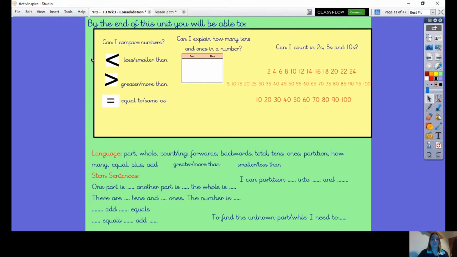Okay, so this is just a quick reminder of what we're looking at this week. If you remember, yesterday we were looking at tens and ones. Today, we're going to look back at these symbols again and compare numbers. And then the rest of the week, we're going to be looking at counting in twos, counting in fives, and then on Friday, counting in tens.